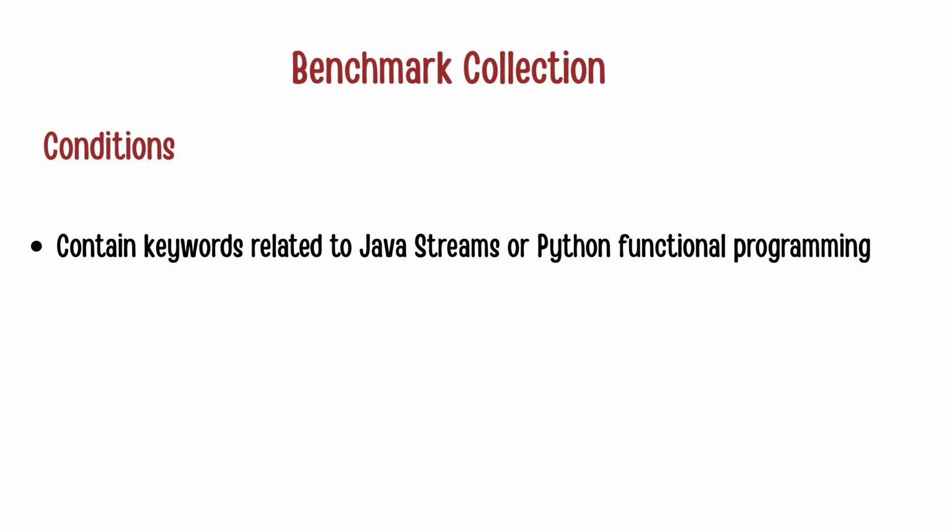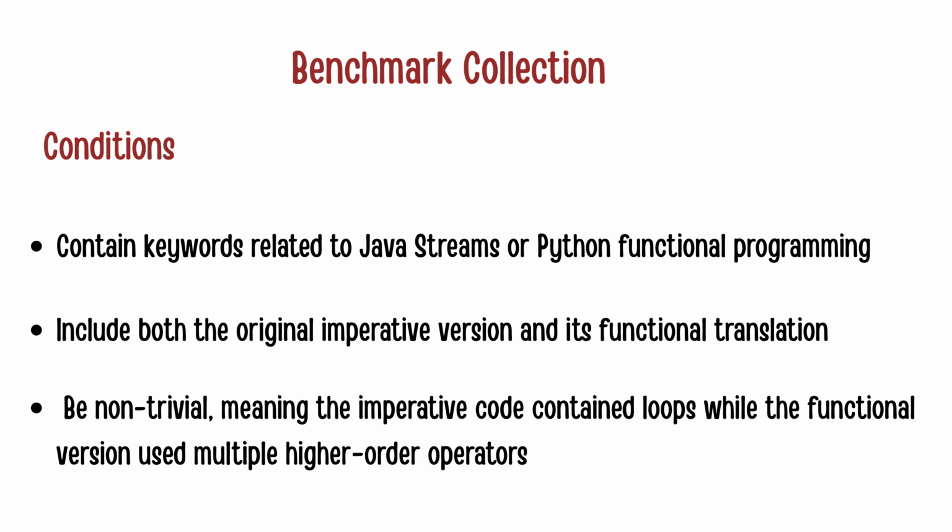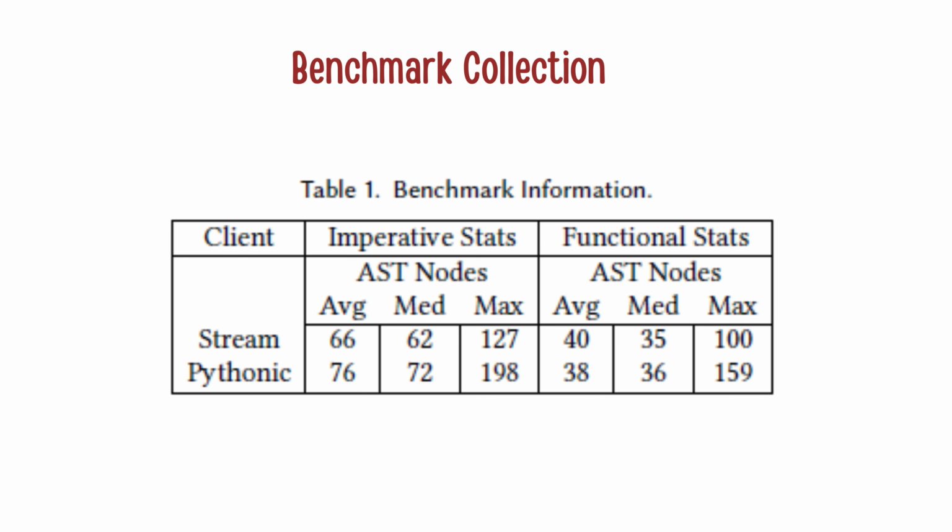To qualify as a benchmark, each example had to satisfy three conditions. It had to contain keywords related to Java streams or Python functional programming. It had to include both the original imperative version and its functional translation. And it had to be non-trivial, meaning the imperative code contained loops, while the functional version used multiple higher-order operators. Using this approach, they collected 91 real-world benchmarks: 46 Java Stream benchmarks and 45 Python benchmarks. The paper also provides statistics about program size.